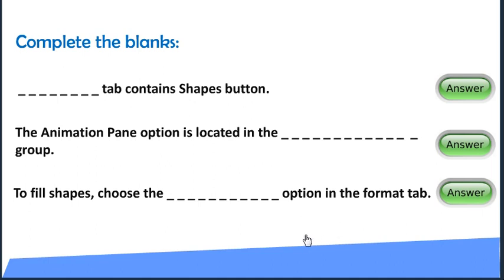Yes. Complete the blanks. Dash tab contains shapes button. Insert tab. Good. The animation pane option is located in the dash group. Advanced animation group. Yes. To fill shapes, choose the dash option in the format tab. Shape fill. To fill shapes, choose the shape fill option in the format tab.